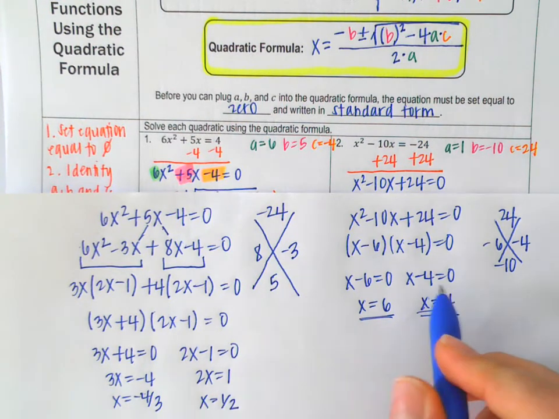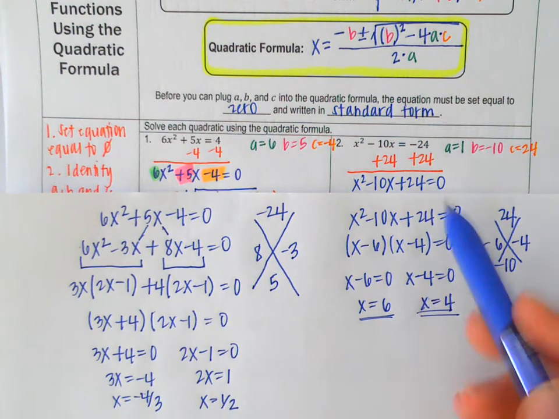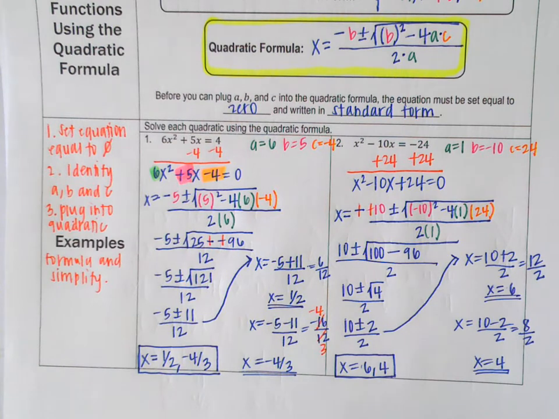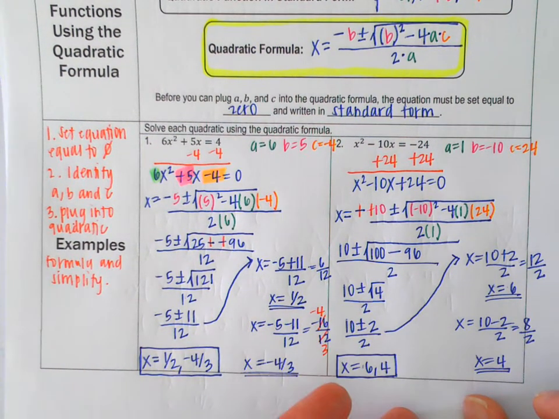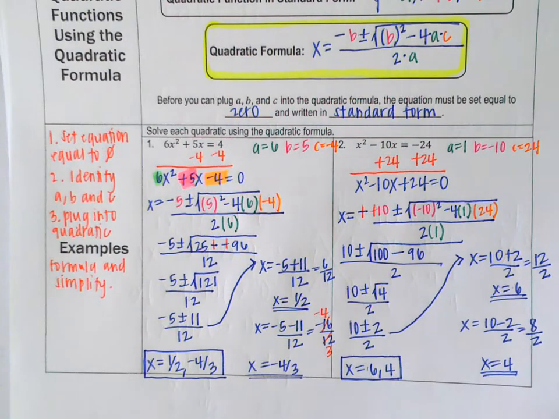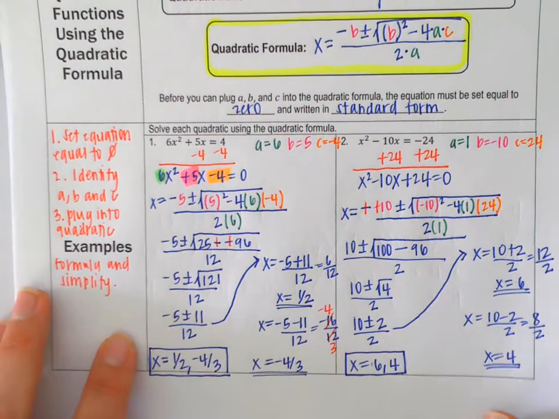So same quadratic, different methods. I get the same thing. Doesn't matter. If you can factor it, like I said, I prefer factoring. But if you prefer the quadratic formula, then do the quadratic formula. You should get to the same exact spot.